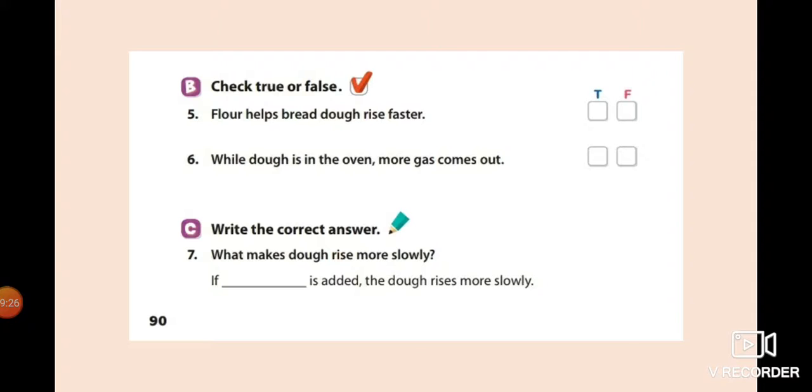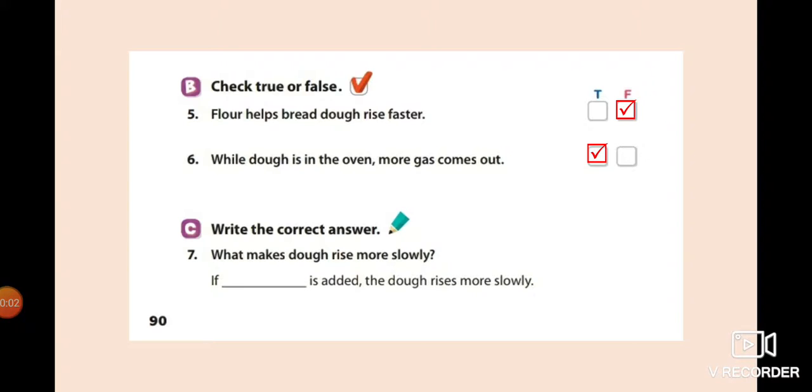Now part B. Check true or false. Number 5. Flour helps bread dough rise faster. True or false? In that case, it is false. Why? Because the ingredient that helps bread dough rise faster is the yeast, not the flour. Number 6. While dough is in the oven, more gas comes out. In that case, it is true. Exactly. If you put the dough in the oven, you obtain more gas. Excellent.